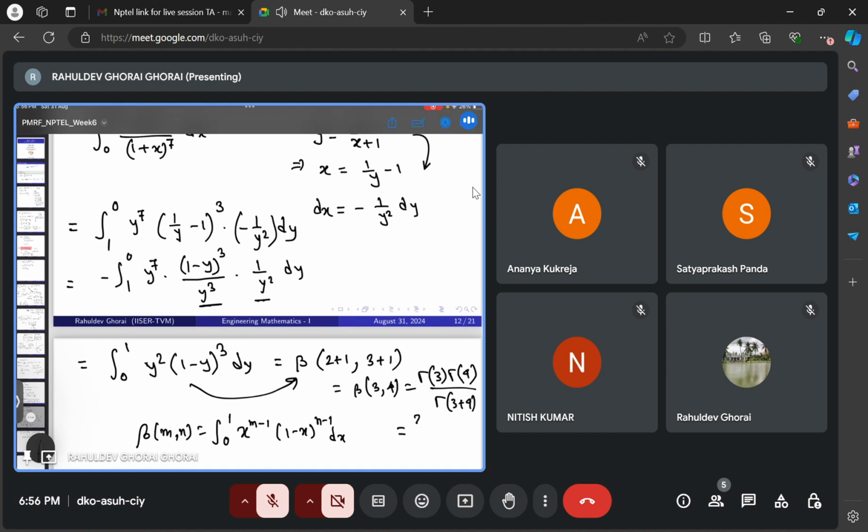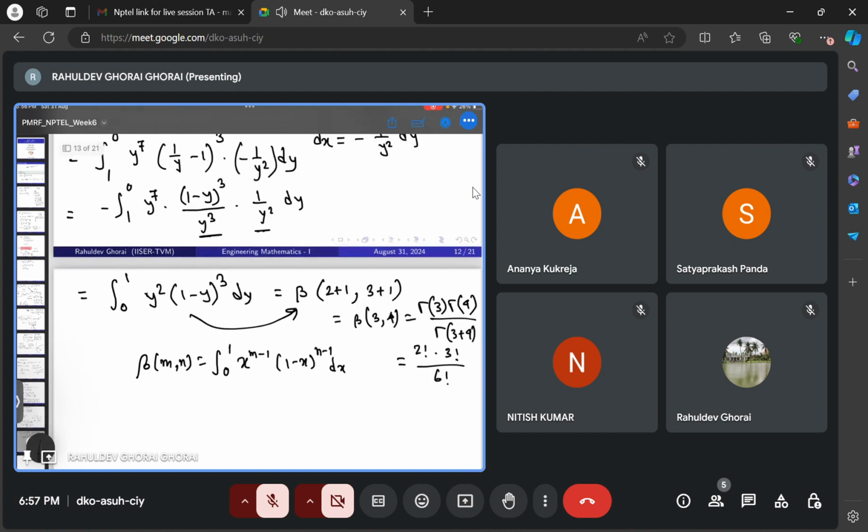So gamma 3 will be 2 factorial, times gamma 4 will be 3 factorial, over gamma 7, which will be 6 factorial. That is nothing but 2 times 3 times 2 over 6 times 5 times 4 times 3 times 2. I mean, 3 6 will go and it will be 1 over 60. That's the answer.